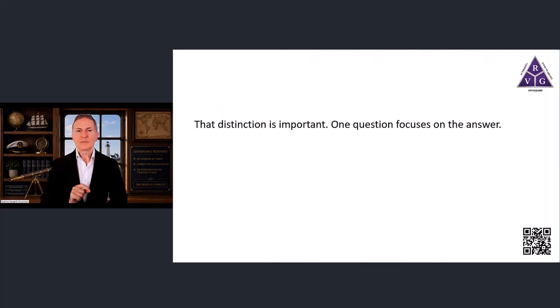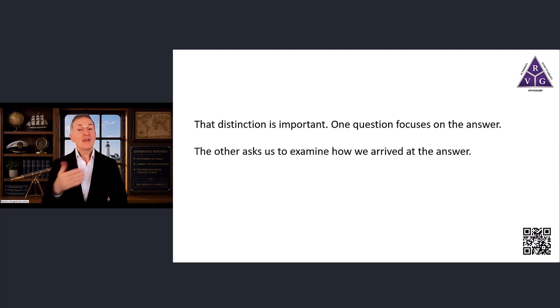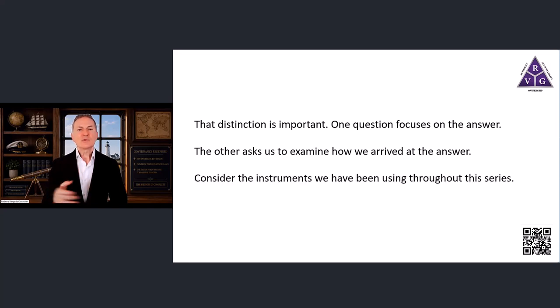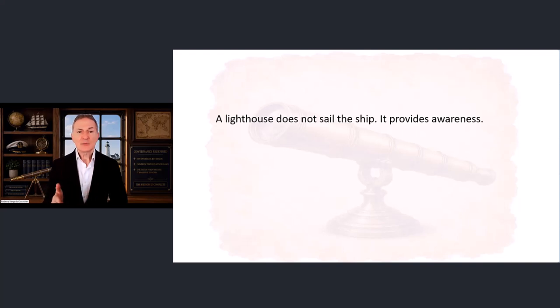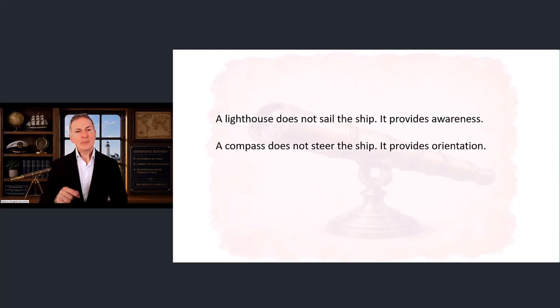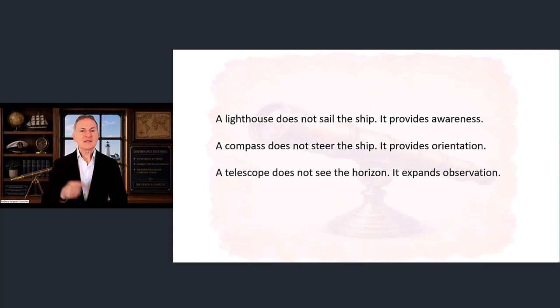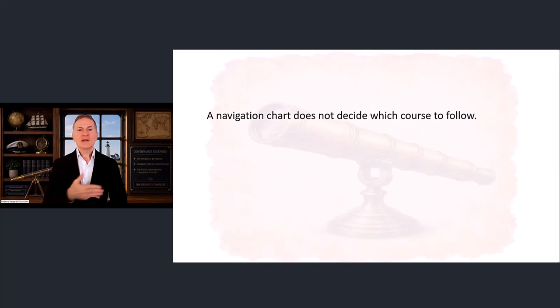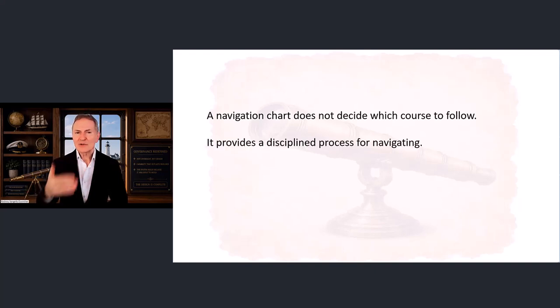That distinction is important. One question focuses on the answer. The other asks us to examine how we arrived at the answer. Consider the instruments we have been using throughout this series. A lighthouse does not sail the ship. It provides awareness. A compass does not steer the ship. It provides orientation. A telescope does not see the horizon. It expands observation. A navigation chart does not decide which course to follow. It provides a disciplined process for navigating.